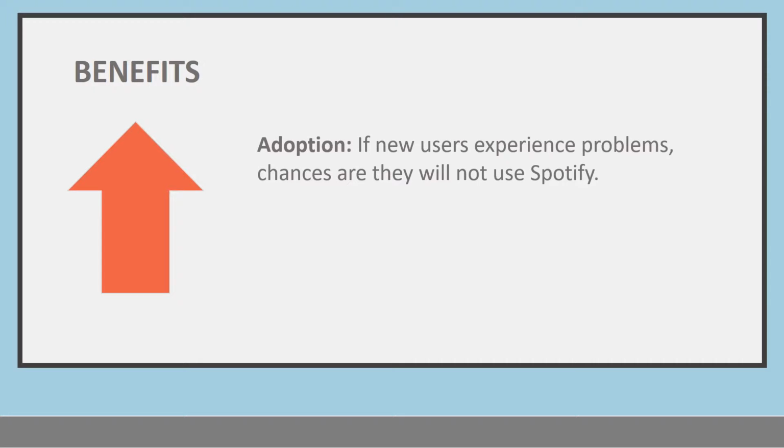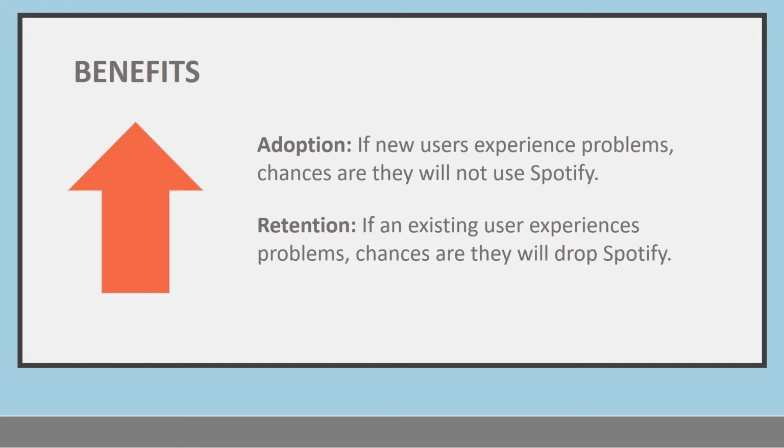For adoption, if new users have problems when they first use Spotify, chances are they will not continue to use it past that point. Likewise, if an existing user has problems, chances are they will drop Spotify for another music streaming mobile app.